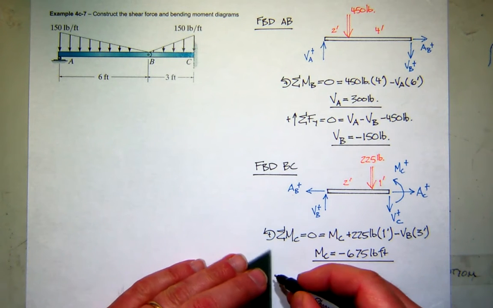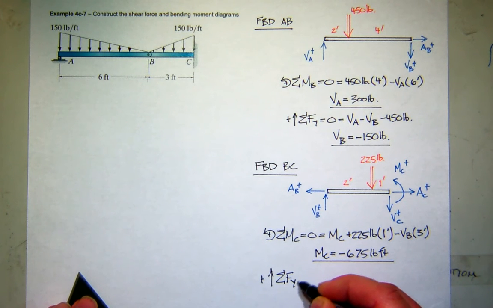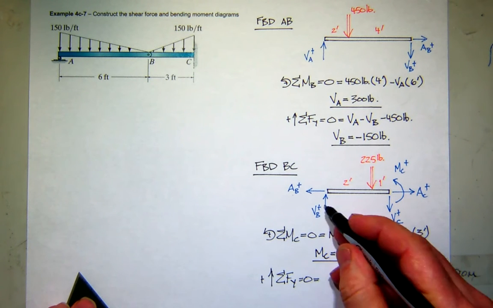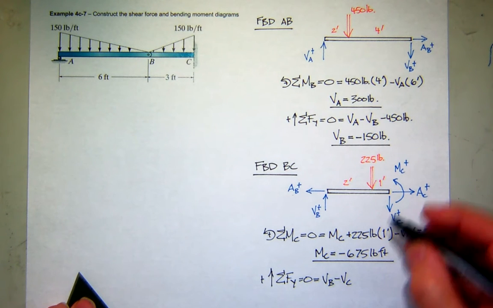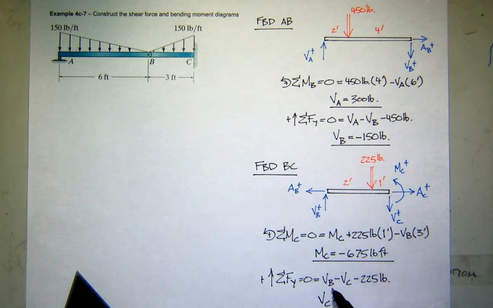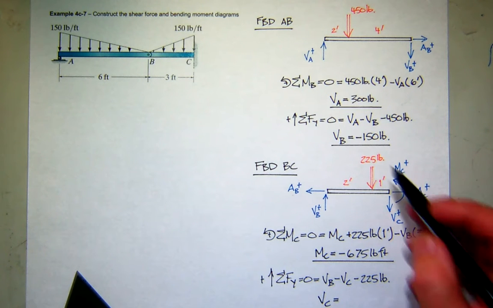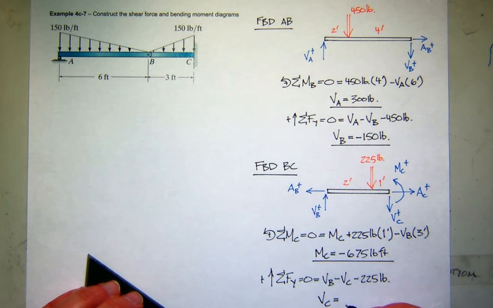So last thing I need would be the shear. I can get that by summing the forces in the y direction. According to my equation, I have the shear at B acting up, the shear at C is down, and my force, 225 pounds, is also down. So what is the shear at C? Well, I move the C to the other side. I've got B minus 225, and B is also minus, so it looks like it's 375. And it's negative.